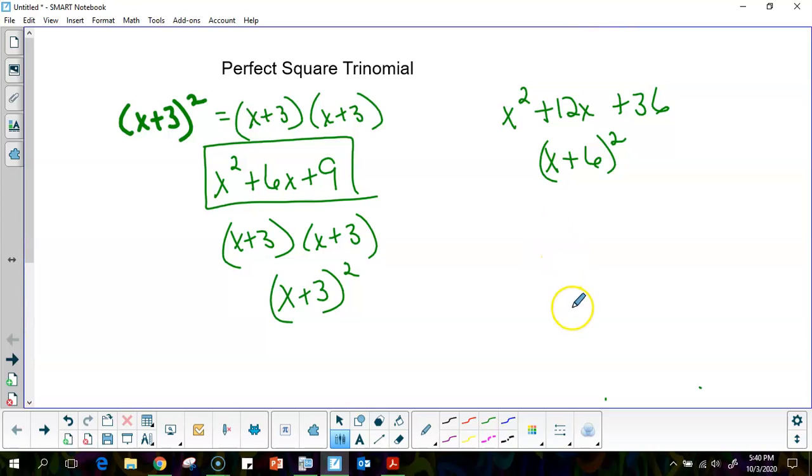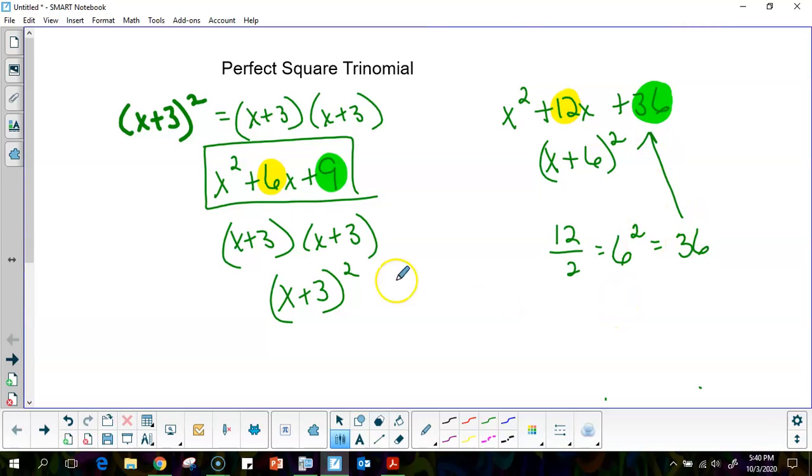What I want you to notice in these perfect square trinomials is this. If you look at the x term and the constant term in each one of them, if you divide the x term by 2 and then square that number, you get the constant term. Let me show you what I'm talking about. If I took that 12 and divided it by 2, I would get 6. And then if I square that 6, I get that 36. Same thing over here. If I take the 6 and divide by 2, I get 3. And then 3 squared equals the 9 right there. It's always that way in every perfect square trinomial.